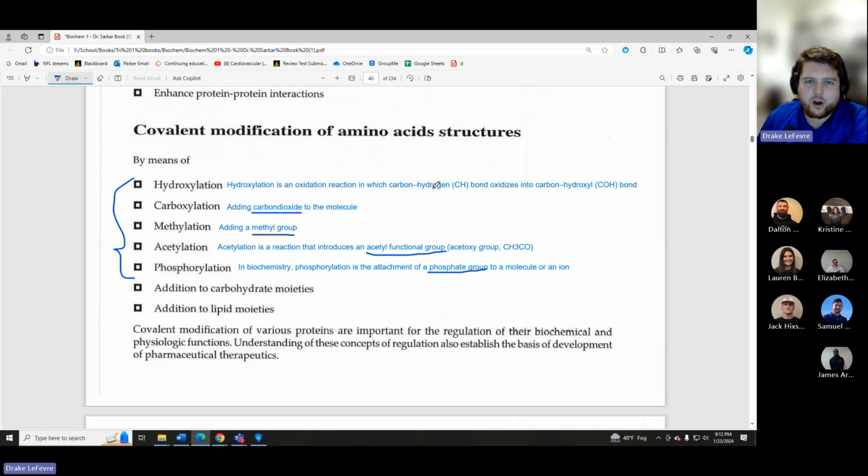Hydroxylation, adding a carbon hydrogen. So yeah. As long as you know the definitions, you should be okay with that. You don't go too in depth in all of this.